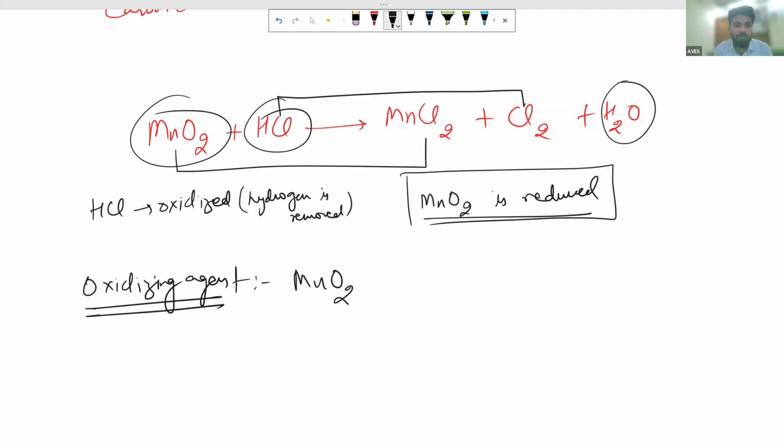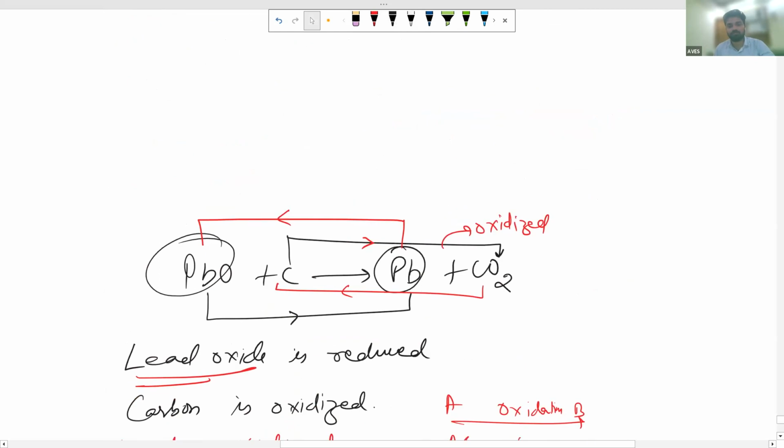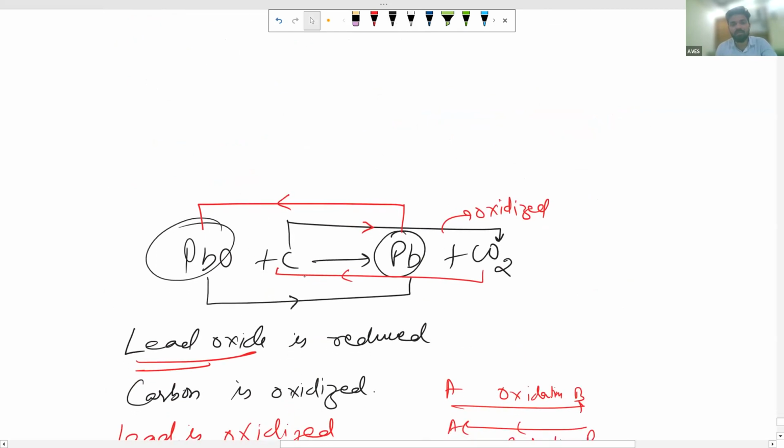Okay. So MnO2 will give its oxygen. If MnO2 will not give its oxygen, will the chlorine be able to remove it? No. So we'll say that the substance, for example in this one, PbO. Take the example PbO. PbO is an oxidizing agent. Why? It is itself reduced, because you know that it is itself reduced.